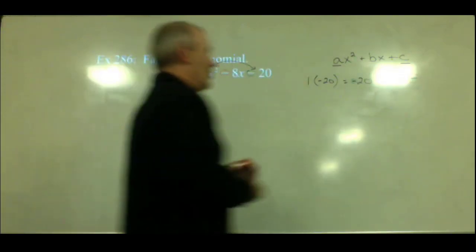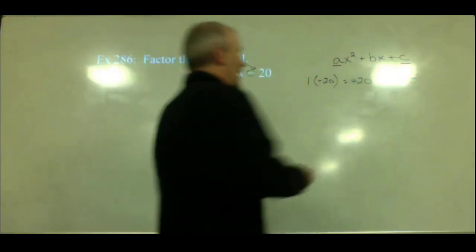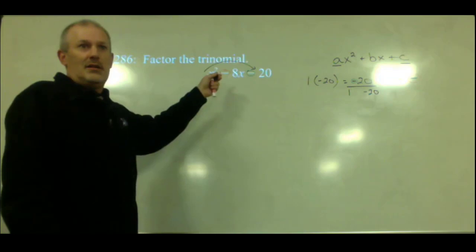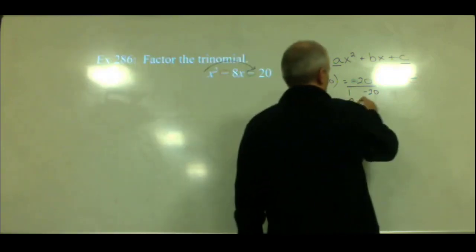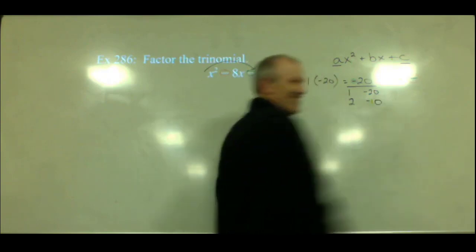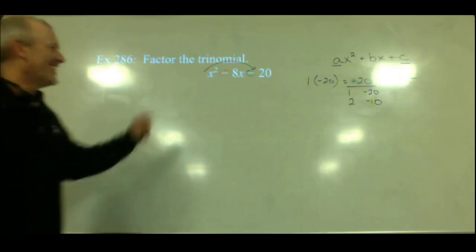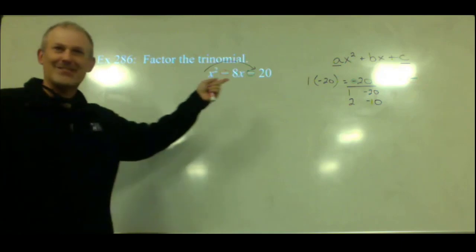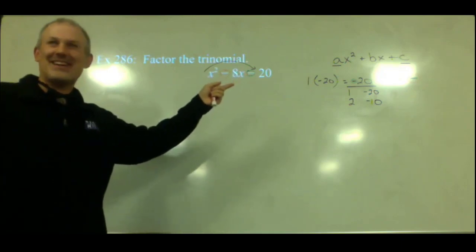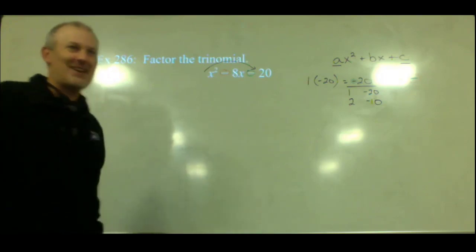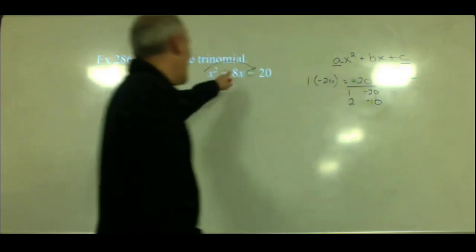Now that doesn't change a whole lot, but when I write my numbers down, I look at a positive 1 and a negative 20. Does that add up to be negative 8? No. So I go to the next one. 2 times -10. Does that add up to be negative 8? Yes, it does. 2 plus negative 10 is negative 8. Plus, not times, plus.